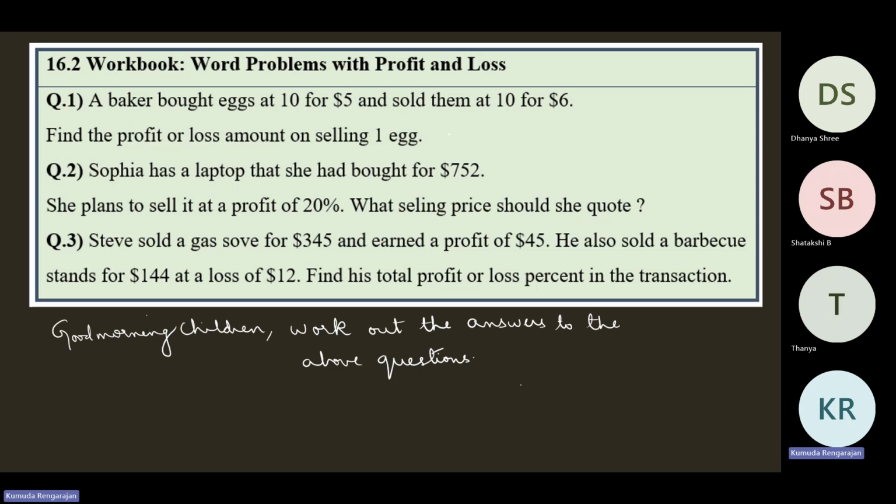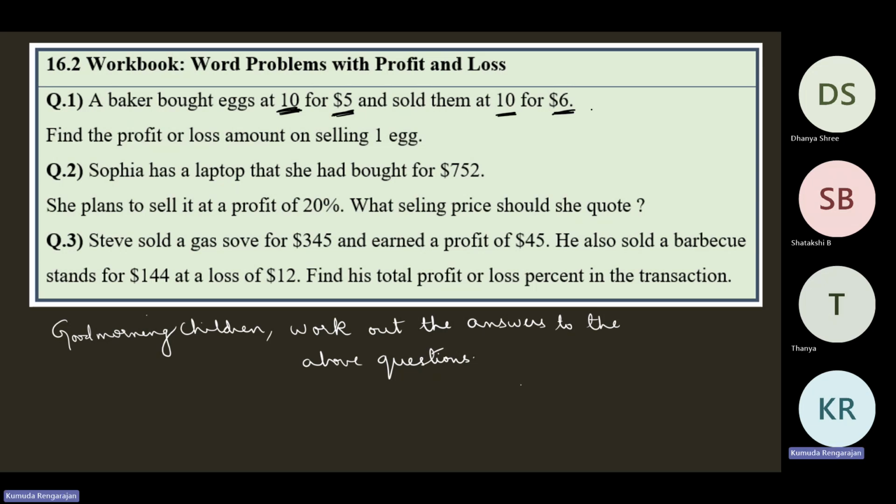See, we know that the profit on selling 10 eggs is $1 because he buys 10 eggs for $5 and he sells all the 10 for $6. So clearly it's a profit. He buys 10 eggs for $5 and then he sells all the 10 for more than $5. $6 he sells 10. So it is a profit. The profit on selling 10 eggs is $1.